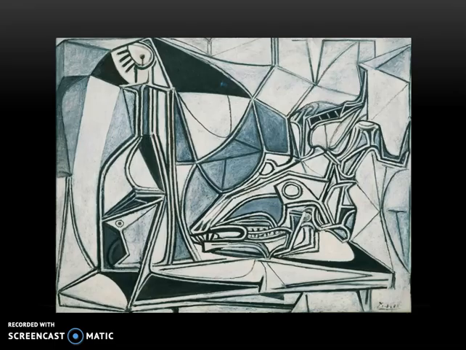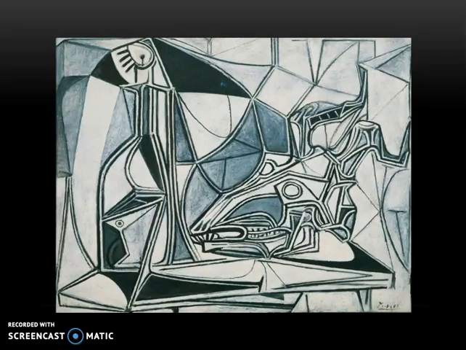Next we have an oil painting by Pablo Picasso. He was a Spanish painter, sculptor, printmaker, ceramicist, stage designer, poet, and playwright who spent most of his adult life in France. He is regarded as one of the greatest and most influential artists of the 20th century.